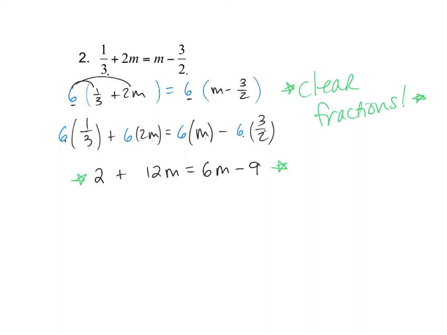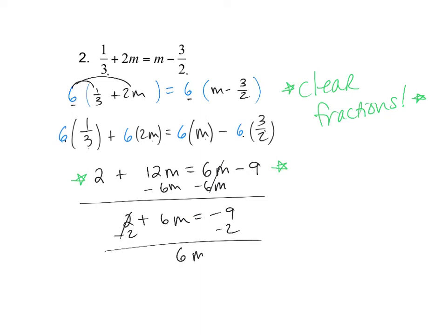Okay, and now we just go ahead and solve, get all the m's on one side. So we'd get 2 plus 6m is equal to -9, and then get our numbers onto the other side, and we'd have 6m equals -11, and get rid of multiplying by 6 by dividing by 6, giving us a final answer of -11/6. So there's a really efficient strategy to solve equations involving fractions.